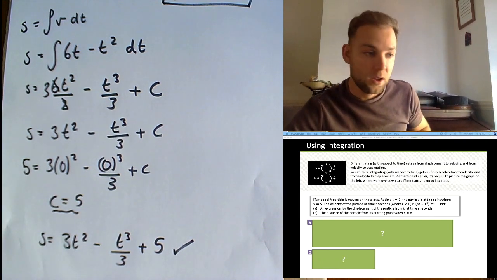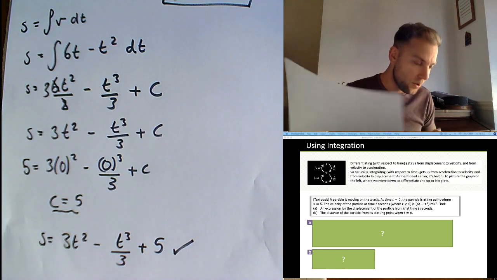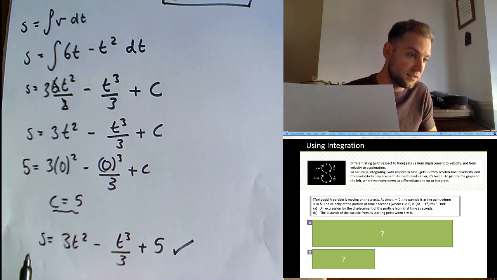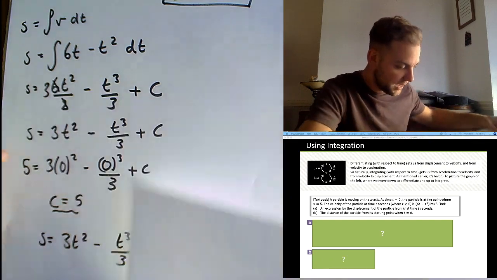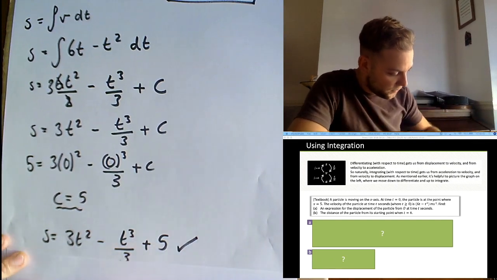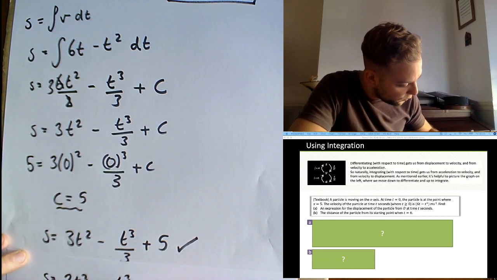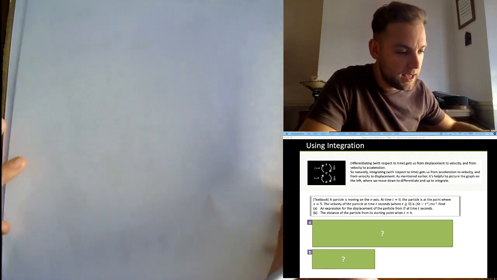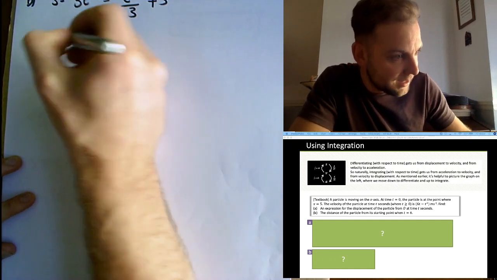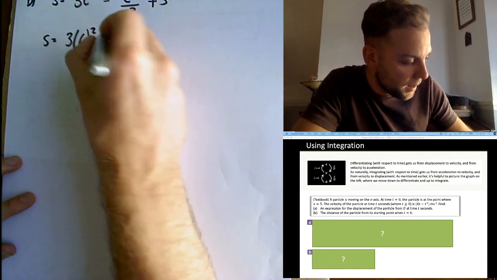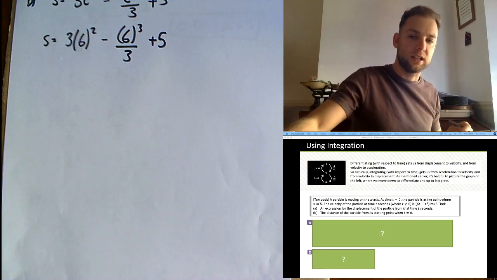So that's part A. Part B says find the distance of the particle from its starting point when t is equal to 6. Now this second part isn't too hard. We're just substituting. If we want the distance from its starting point, we're subbing 6 into that. Let me write that down. So I've got s is equal to 3t squared minus t cubed over 3 plus 5, and for part B, I'm substituting in that value here. So s is equal to 3 times 6 squared minus 6 cubed divided by 3 plus 5. Let's use a calculator for that.